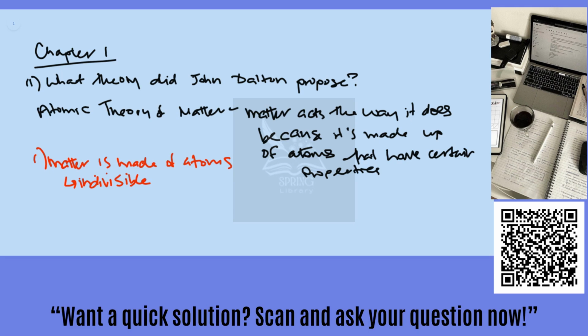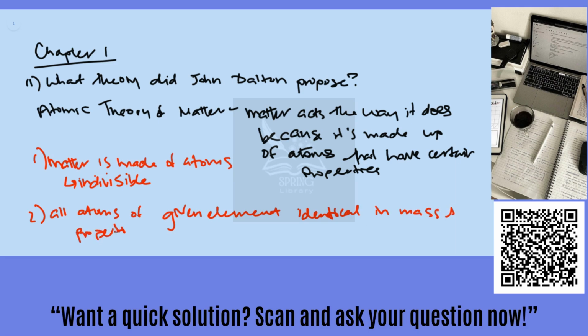So his theory also states that all atoms of a given element are identical in mass and properties. So for instance, an atom of oxygen is always going to be 8 atomic mass units, and it's always going to have properties of oxygen. It will never weigh anything else, and it'll never have any other properties, for instance, like the properties of carbon or something like that.